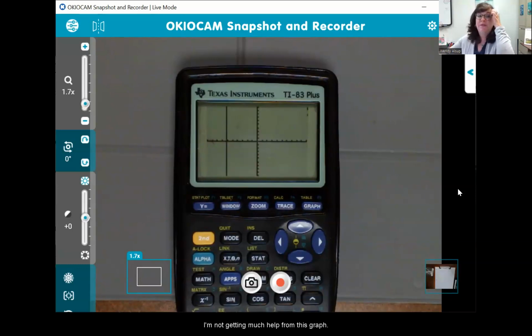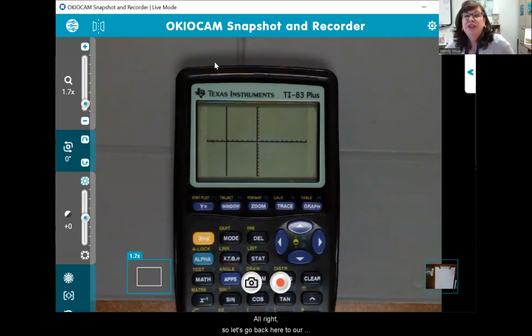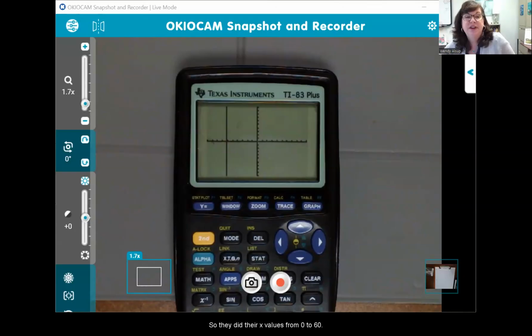I'm not getting much help from this graph. All right, so let's go back here to our PowerPoint screen, and I want to show you how they drew the window. Notice here that their X values go from 0 to 60 and their Y values go from 0 to 1,500. Let me show you how to put that in on your calculator. So they did their X values from 0 to 60.